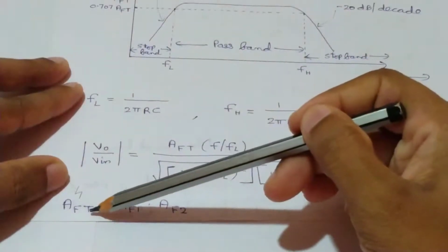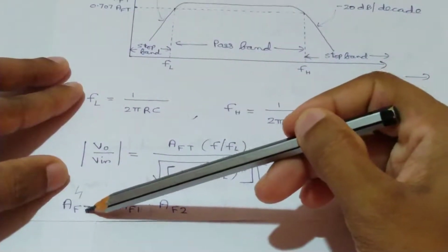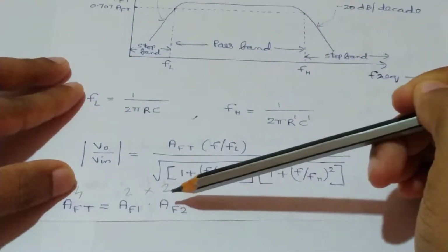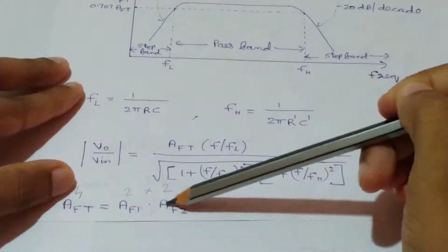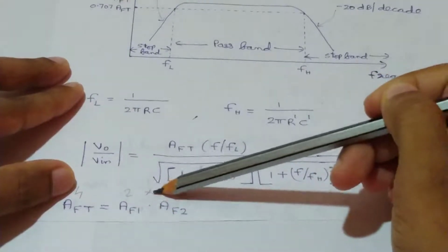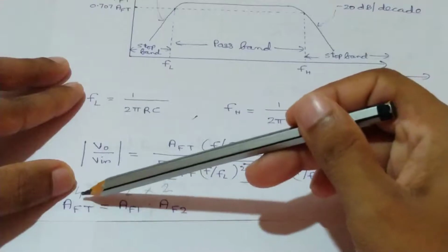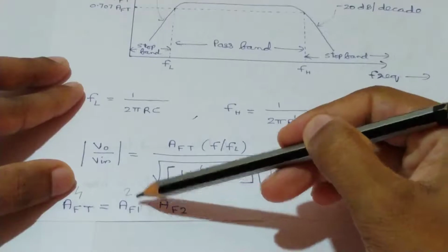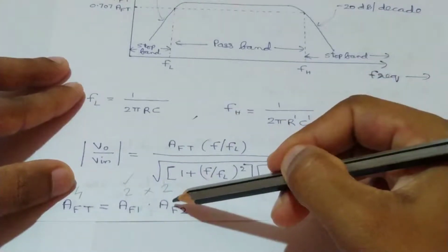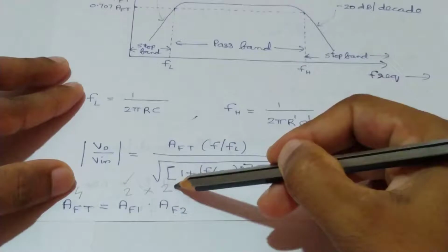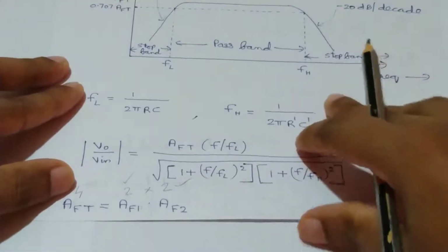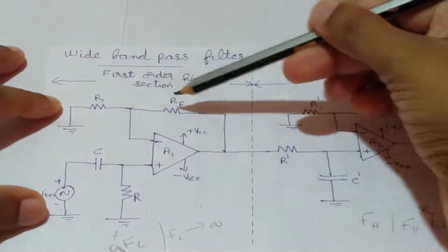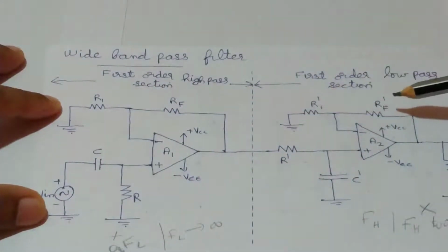And if the total passband gain AFT is given, then we need to choose the gain for the first order high pass filter and first order low pass filter in such a way that the product of those gains is equal to the total passband gain. Then we need to design the first order high pass filter for this gain, and the first order low pass filter for this gain. Using this gain we will calculate the values for R1, RF and R1 dash and RF dash.